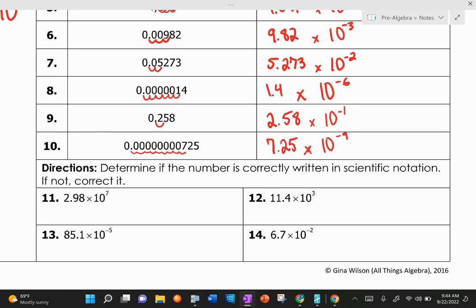And is the front number between 1 and 10? Okay, so on number 11, is the front number between 1 and 10? Yes. Yes, so I'm just going to put a check. That one's fine. Okay, nothing I need to fix about it.